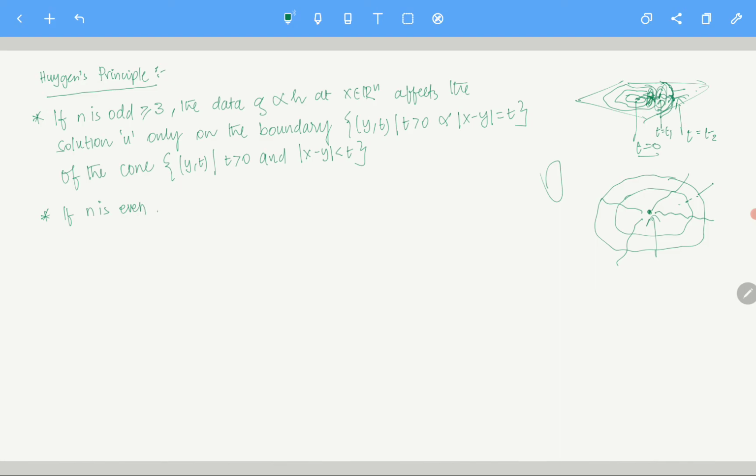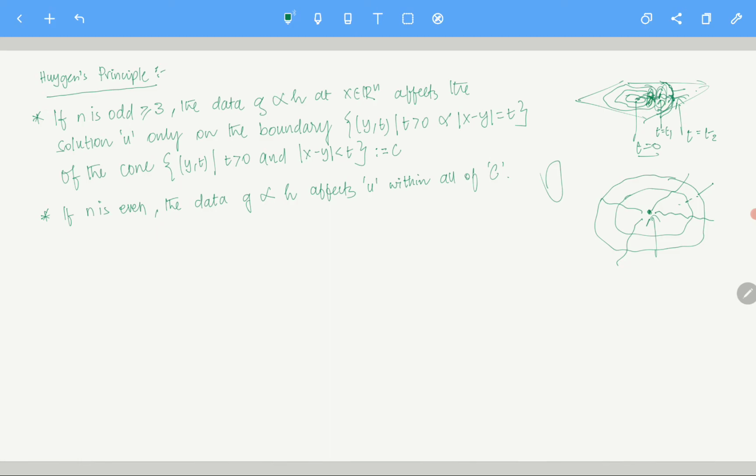the data g and h affects you within all of C. Of course, that is what we saw. All of C means C is this cone. Okay, so let's call this C. All of C. Clear? Okay.